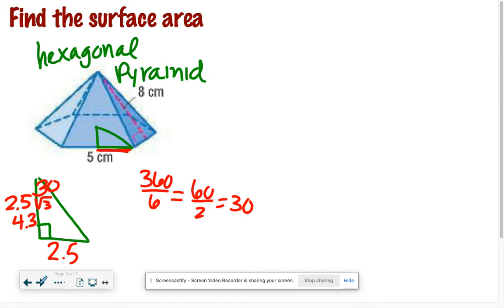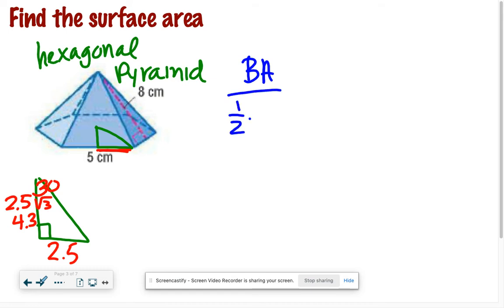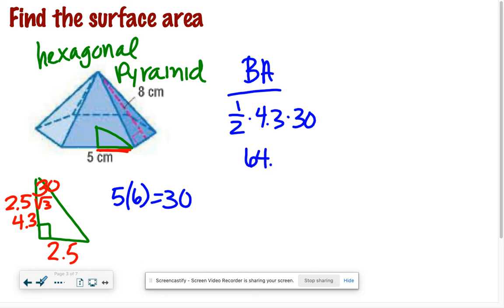And now we should have everything we need to figure this out because, let's see here, our base area. We're going to take half our apothem, which is 4.3, times the perimeter of that hexagon. So if one side is 5, 5 times 6 gives us 30, times 30. Beautiful. Multiplying that all together, we should get 64.5. Lovely. Now we just find the triangular walls that build up our pyramid.